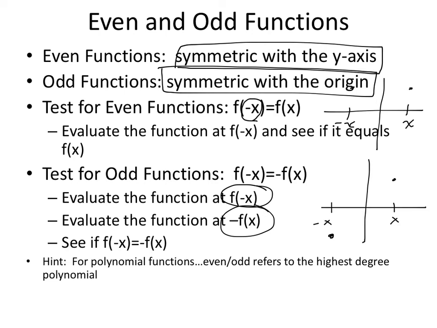Now, one hint on even versus odd functions. For polynomial functions, even and odd refers to the highest degree polynomial. So if you've got an x to the 5th type polynomial, you're going to test it to be an odd function. You're not going to test it to see if it's an even function. If you've got an x squared function, you're going to test it to see if it's even, because 2 is even and not odd. Okay, so that should help you narrow down which tests to do. Now that applies for polynomial functions, but not all functions, I should say.